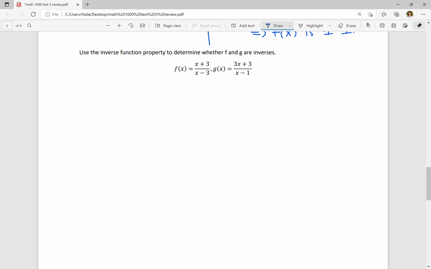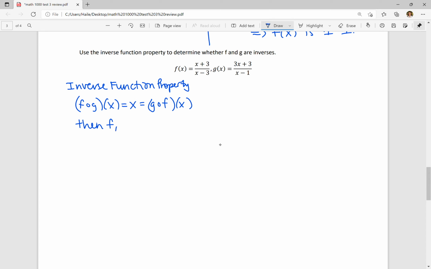For this next problem, we're going to use the inverse function property to determine whether f and g are inverses. Remember that the inverse function property is the following: if f of g of x is equal to x, which is equal to g of f of x, then f and g are inverses.